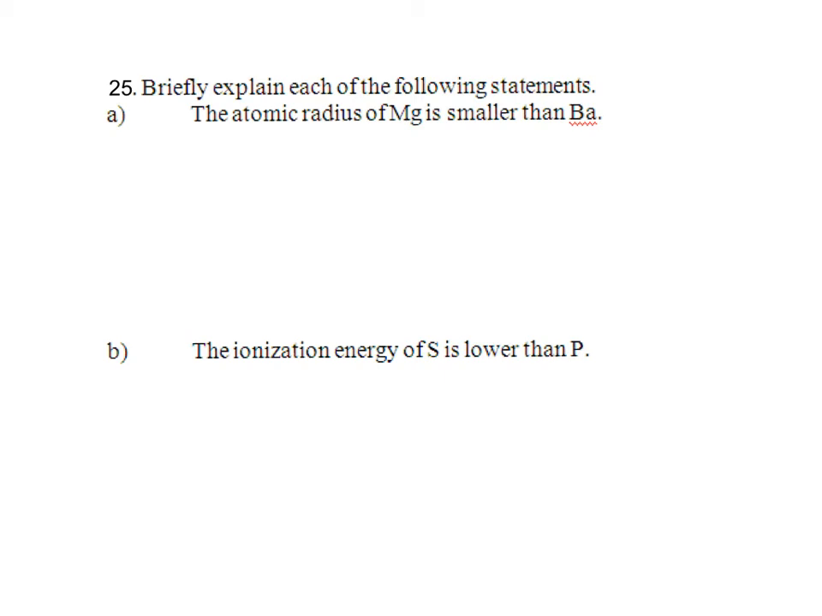So, 25. Briefly explain the following statements. The atomic radius of magnesium is smaller than that of barium. Whenever you're given something like this, do not contradict the test and say, well, actually, magnesium is larger. No, they're not going to do that. You need to answer the question. They're telling you the fact. You need to now give a reason.